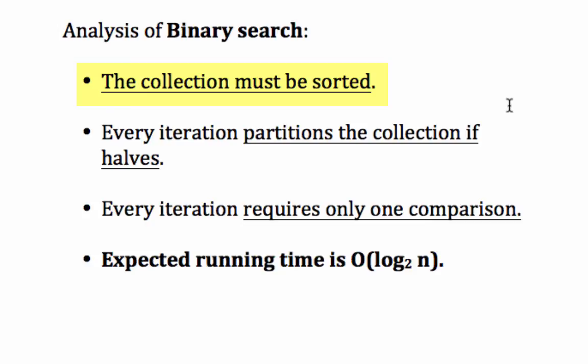So every iteration partitions the collection in half. Every iteration, therefore, discards half of your data. Every iteration requires only one comparison. And finally, understand not only that the expected running time is log base 2 of n, but what it means. It means that as you double the size of the data, the number of iterations, the number of comparisons, only increments by 1 at a time. This is binary search, a very fast algorithm.